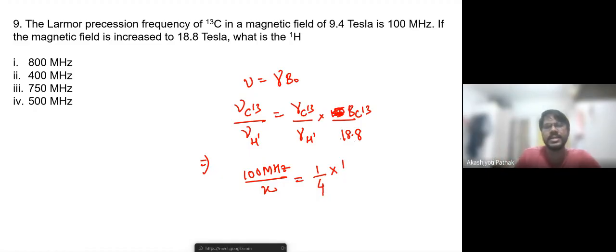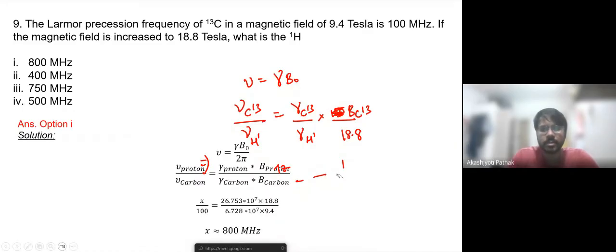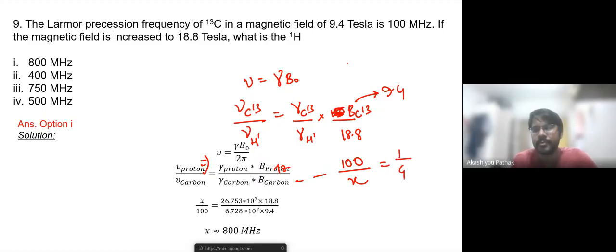So the field is increased to 18.8, and from here you can calculate the value of x. Just go through this. You put here 9.4 and you will get the value. You know this is 100, and you have put x over here. This will be 1 by 4, this will be 9.4, and this will be 18.8. Now you substitute x, and you will get 800 megahertz.